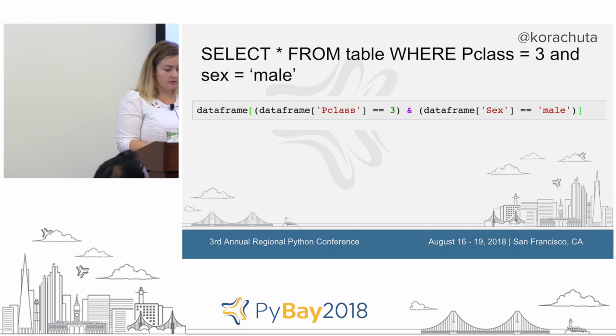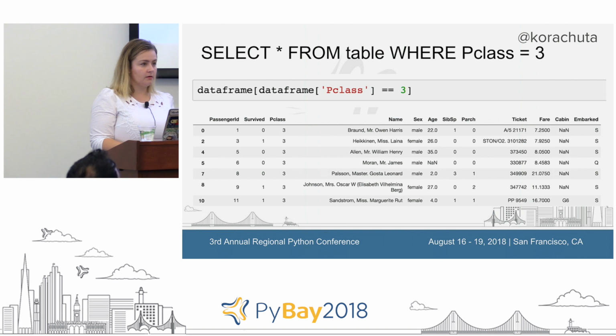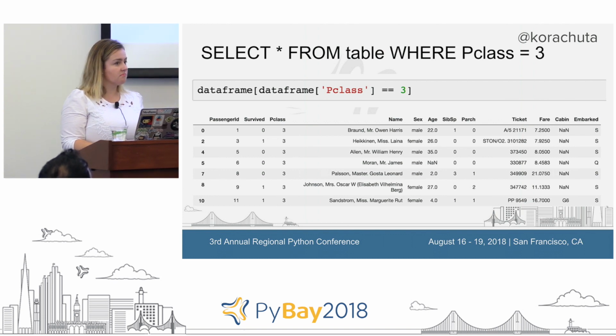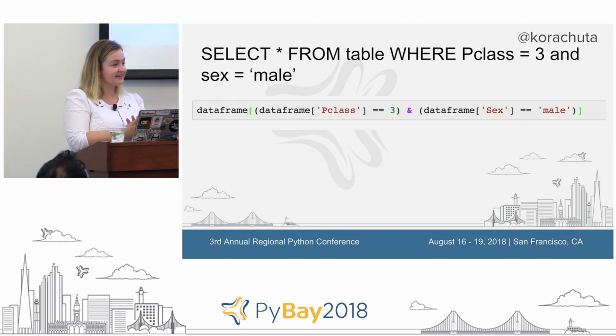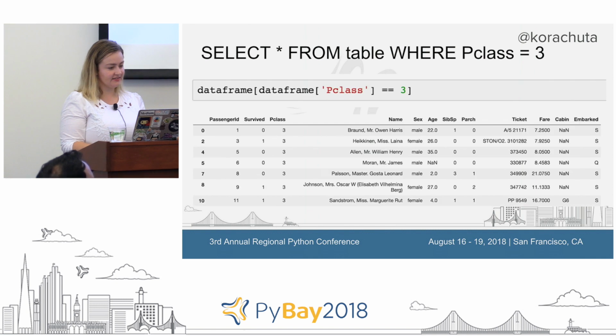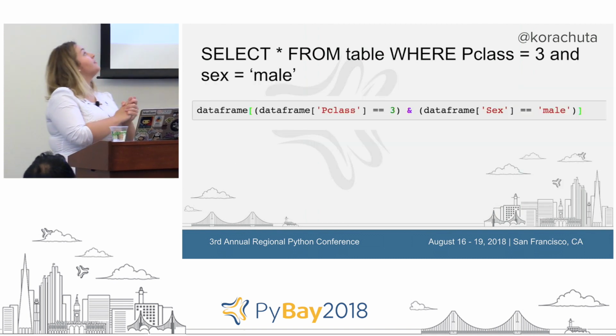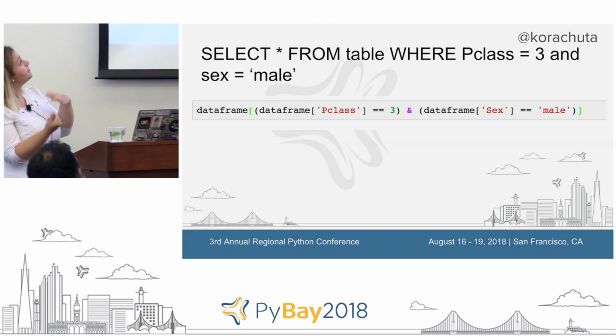Why do you have dataframe repeated twice there? Because otherwise it doesn't run. Okay. Yeah. So what dataframe pclass equals 3 is doing is making a Boolean mask of true or false for each one in that column that's equal to 3. And then the second one is saying, okay, only take the rows where that's true. Okay. Thank you.